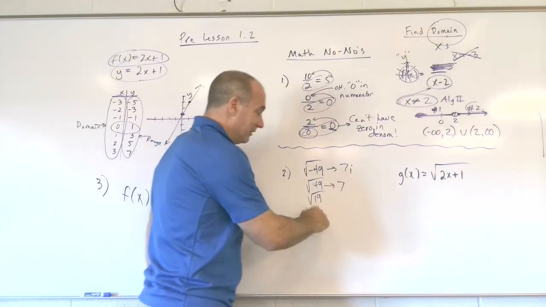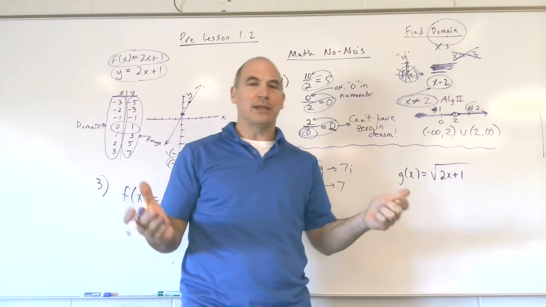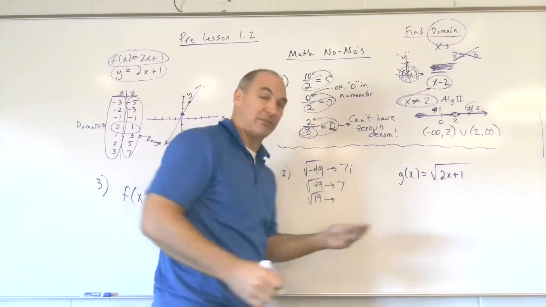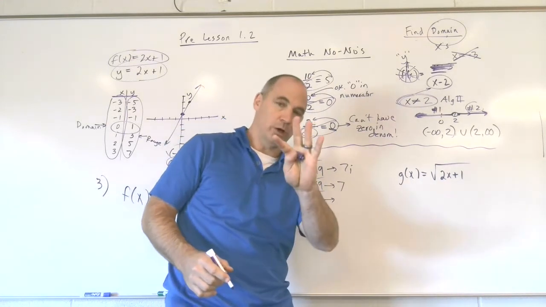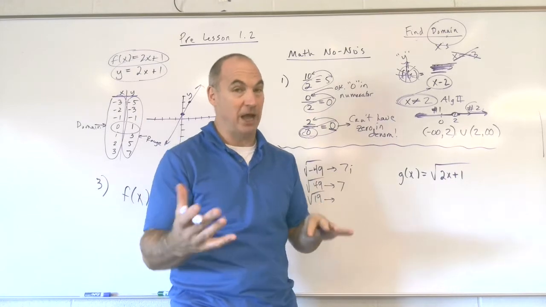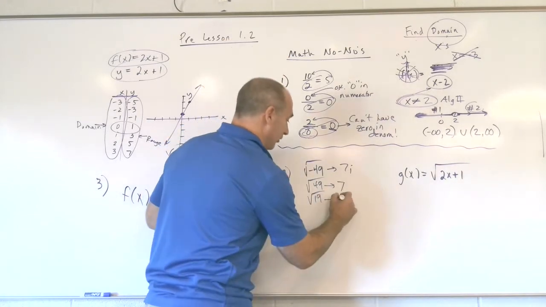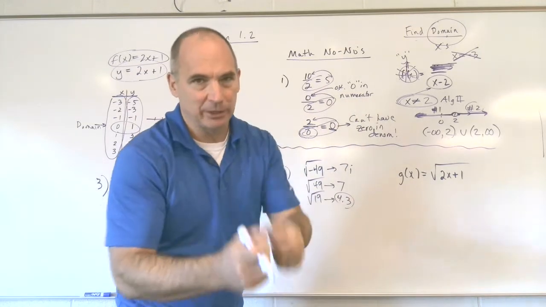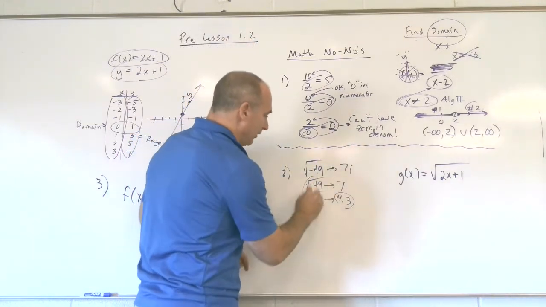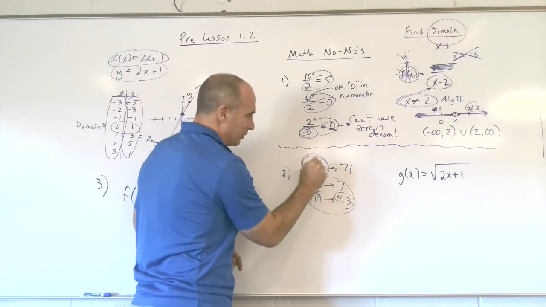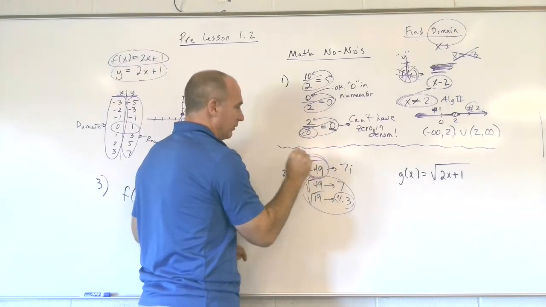How about the square root of 19? Well, it's not a nice, perfect root, but I'm just guessing. What's the square root of 16? 4. So what's the square root of 25? 5. So it's somewhere in between there. Let's just go 4.3. I'm just guessing. I can get a calculator out. All I'm saying is, these are okay. This is not okay. In other words, you cannot have a negative underneath the square root.